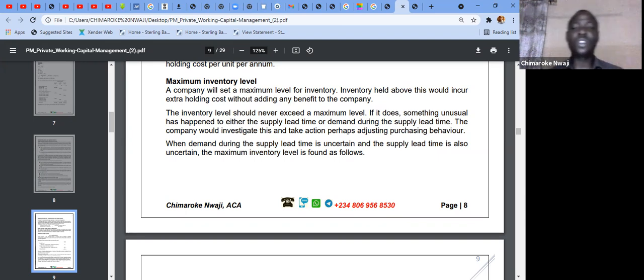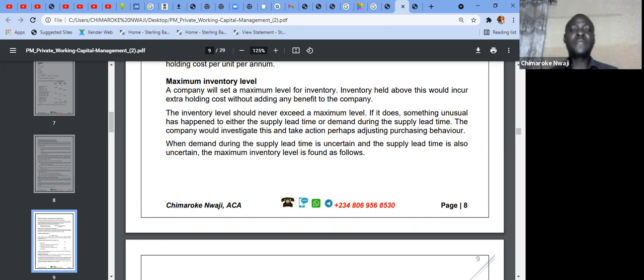You start calling your supplier. What's happening to my product? What is happening? So they start telling you, please, we are going to send it. We have some logistic problems and all that. So these are practical things you could do. So a company should set a maximum level so that it will not incur extra costs.